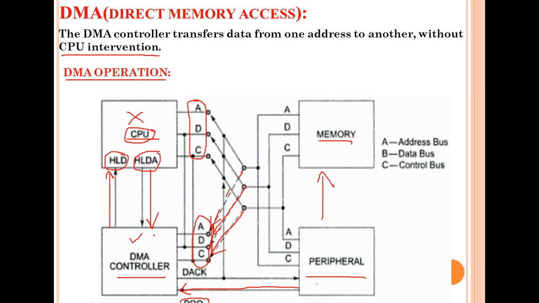Then the DMA controller, which gets the access of the buses, will transfer data from peripheral to memory without interaction of the CPU. Understand? This is the way the DMA controller transfers data from one location to another location without interaction of the CPU. After data transfer completion, the CPU again takes control of the buses. In this way, the DMA controller works.